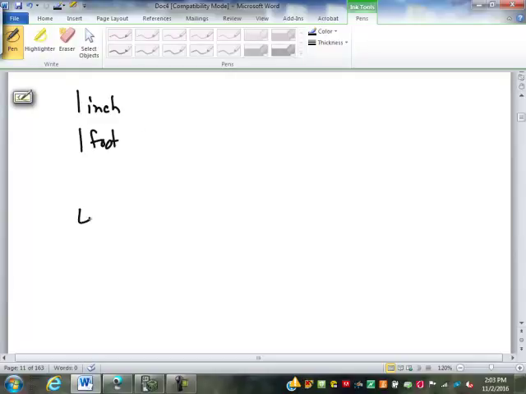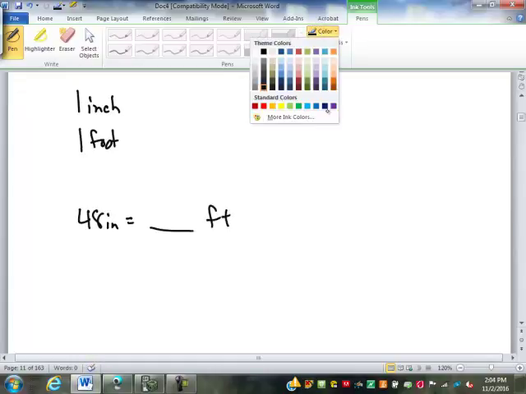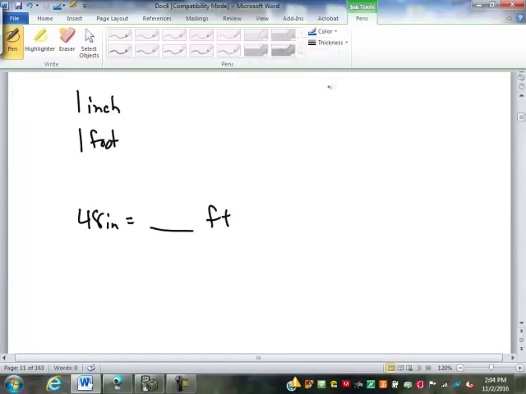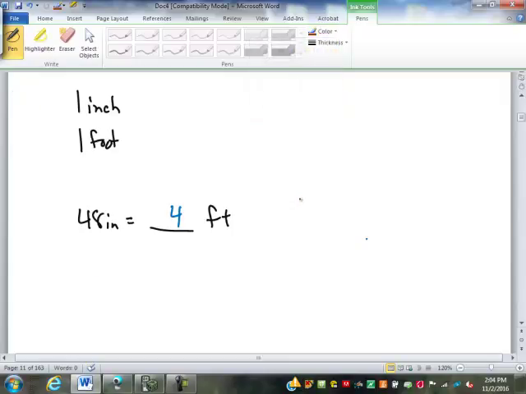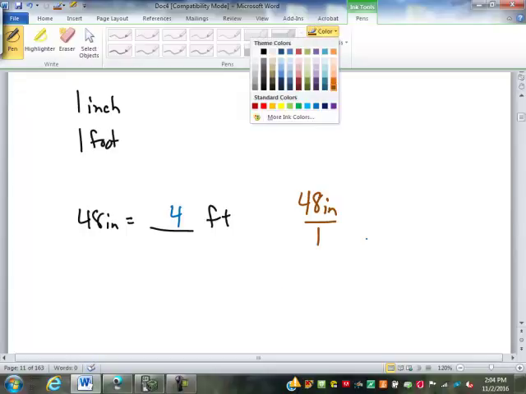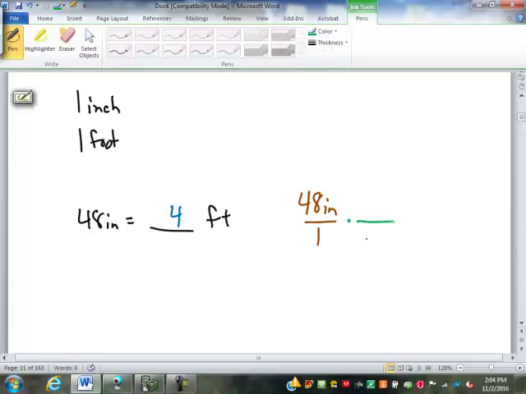If we have 48 inches and I want to convert that into feet, most of you could tell me that's how many feet? Or maybe most of you can tell me. 4, very good. Looking at that, there's 12 inches in a foot, so we're going to divide by 12. But if we didn't know off the top of our heads how to do that, we'd take 48 inches and make it into a fraction by putting it over 1. Then we'd use a conversion factor.